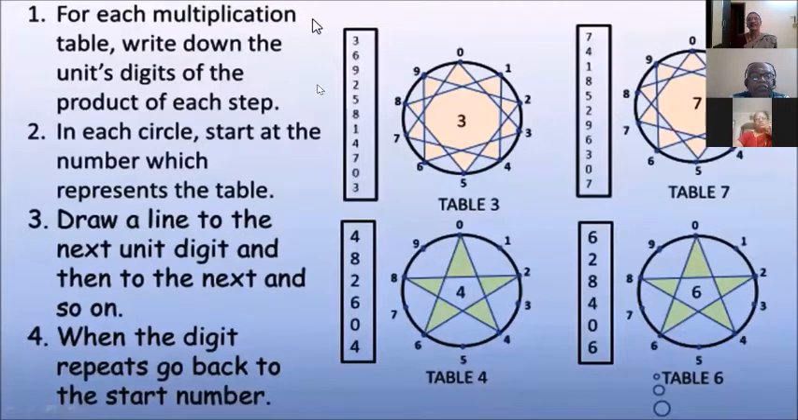3, 6, 9, 12, 15. 3 fives are 15, 3 sixes are 18, 3 sevens are 21, 3 eights are 24, 3 nines are 27, 3 tens are 30. So for the 3 table, the numbers are in this arrangement, the last digit. So let us start. 3 ones are 3, 3 twos are 6, 3 threes are 9, 3 fours are 12, 3 fives are 15, 3 sixes are 18, 3 sevens are 21, and then 3 eights are 24, 3 nines are 27, 3 tens are 30, and then 3 elevens are 33.